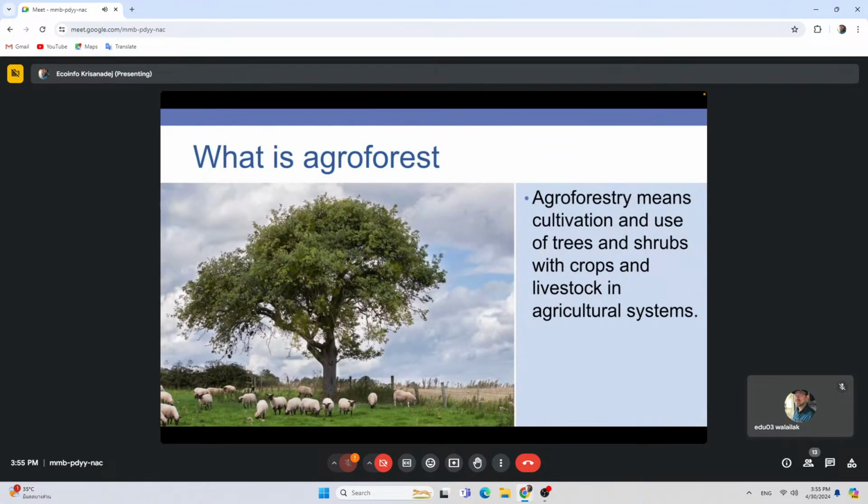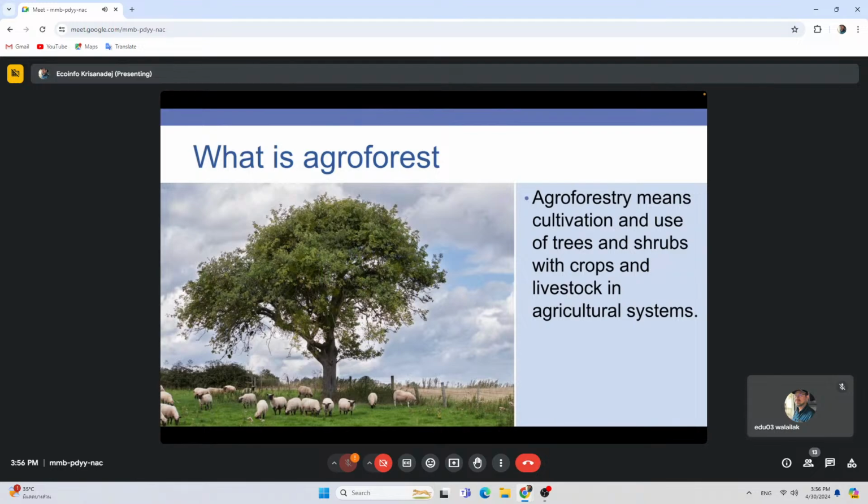Agroforest is the cultivation and use of trees and shrubs, tree crops and livestock in an agricultural system, instead of clear-cutting and then planting monocrops. In the southern part of Thailand, where you are located right now, local people tend to do agroforest. They have mangosteen, mango, and varieties of big trees all together. So when you go there, you don't really know what kind of orchard they have.